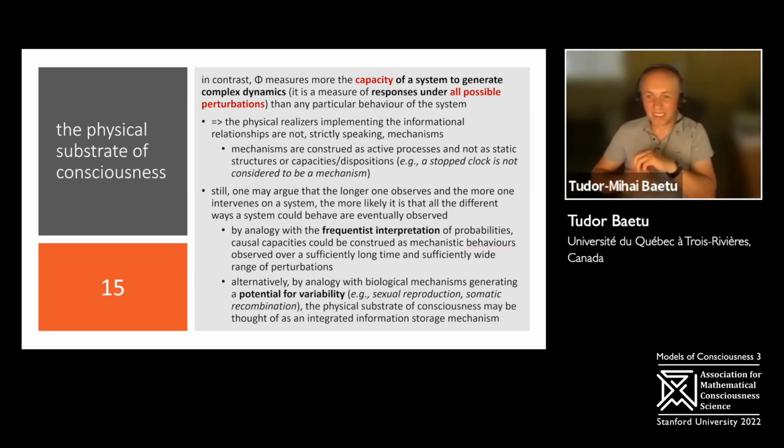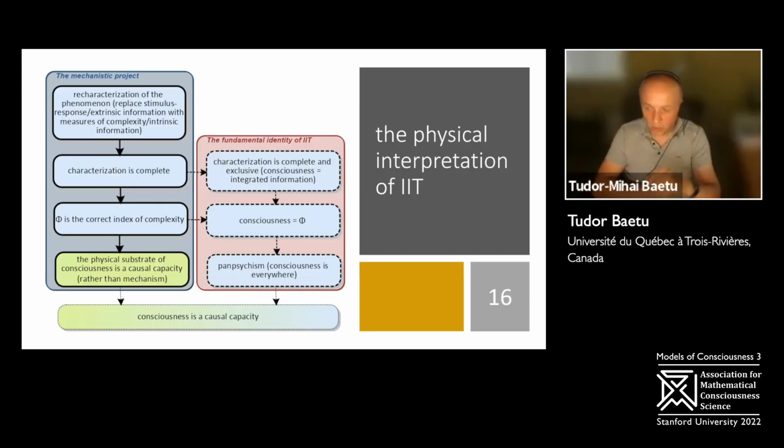Yeah. Great. So one can still work around it. Perhaps one can work out something along a frequentist interpretation, like in probabilities, where causal capacity could be construed as mechanistic behaviors observed over a sufficiently long time and a sufficiently wide range of perturbations. Or perhaps they could be likened to certain biological mechanisms, for example, those generating potential for variability. So there are a couple of interesting parallels that could be drawn.